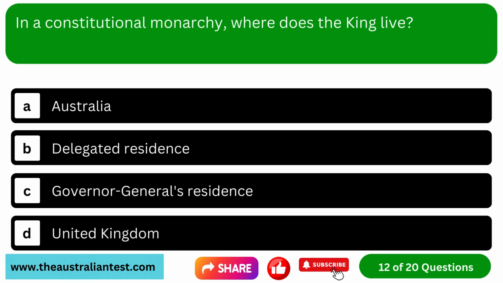Question 12. In a constitutional monarchy, where does the king live? Option A, Australia. Option B, delegated residence. Option C, Governor General's residence. Option D, United Kingdom.